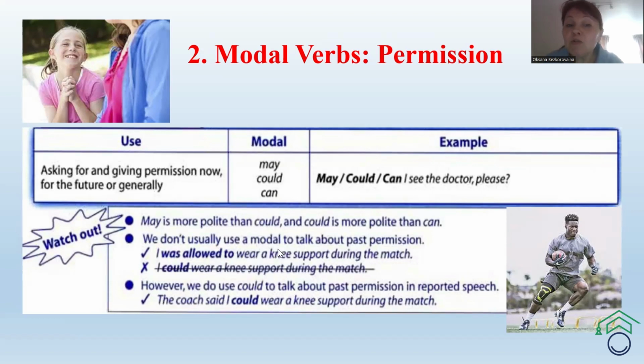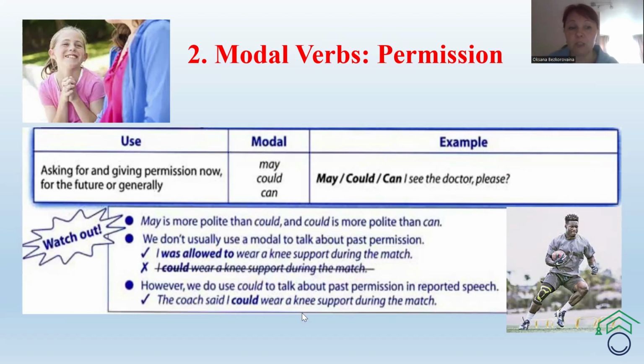We don't usually use modal to talk about past permission. We replace it with be allowed to. I was allowed to wear a knee support during the match. We can see the knee support. I was allowed. The coach allowed it.